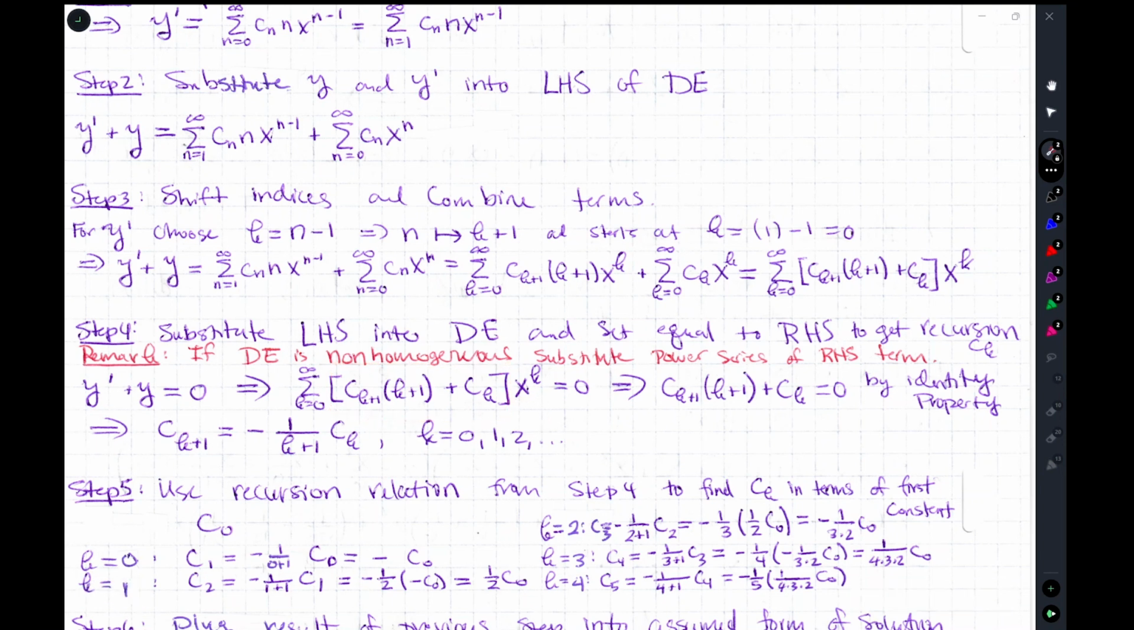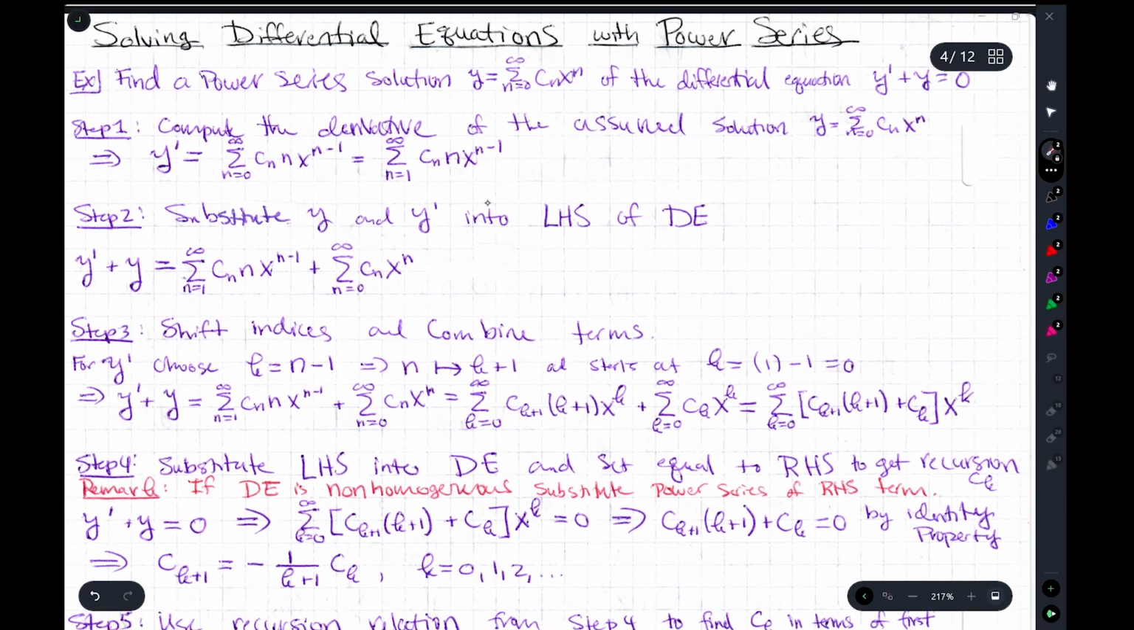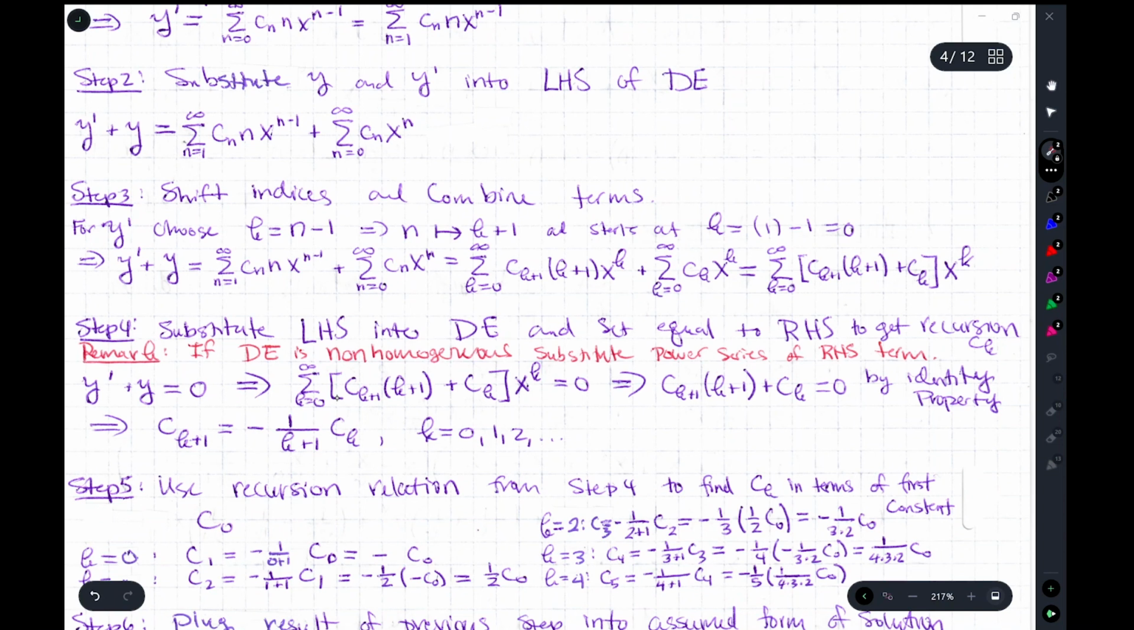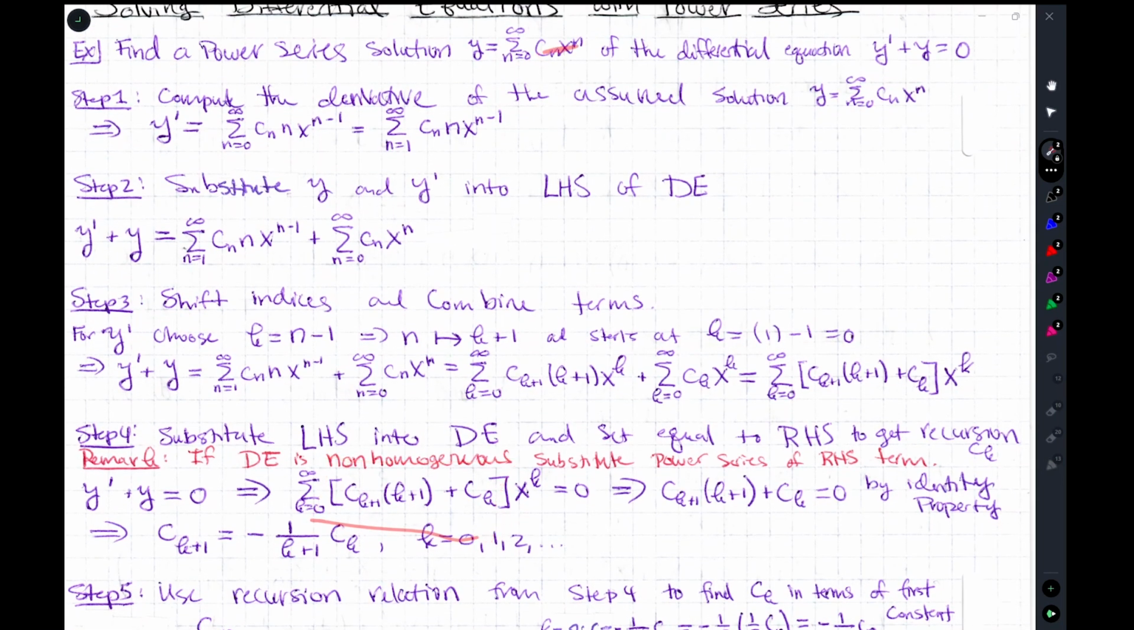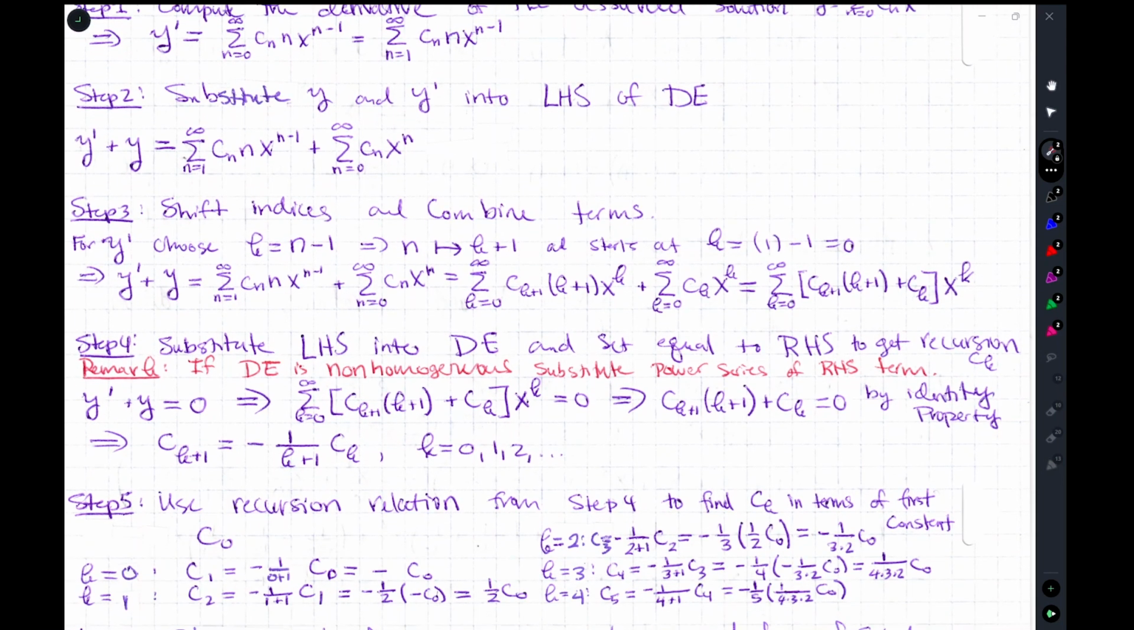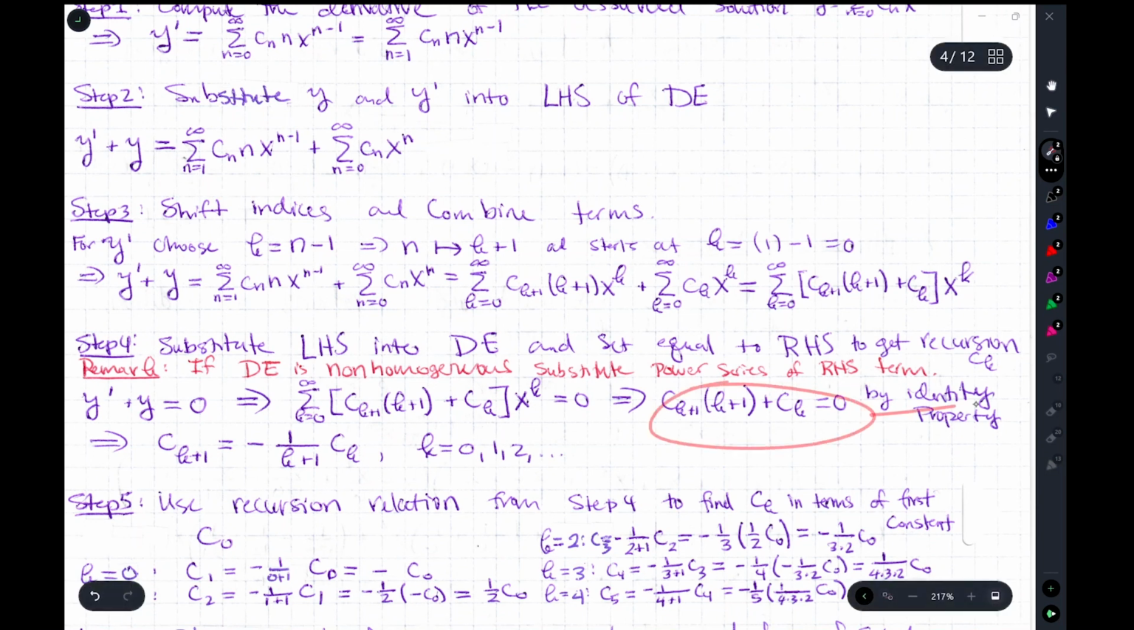We're not setting y equal to 0. That would give us that each of the c_n's is 0. Here the differential equation is telling us that this is 0, which means the coefficients of x^k, not the coefficients in here, are 0. So that's where that's coming from, by the identity property.